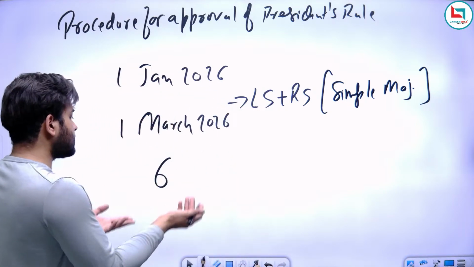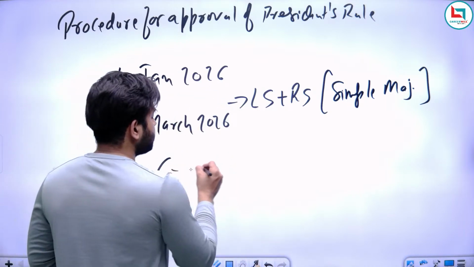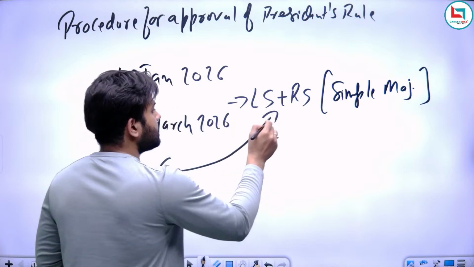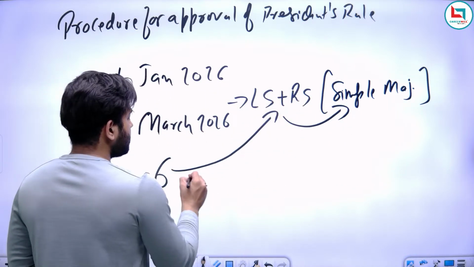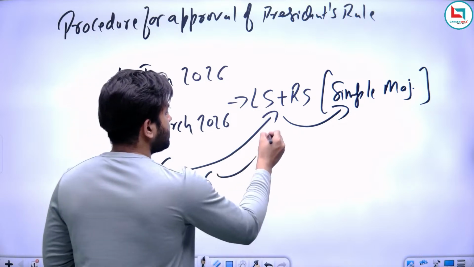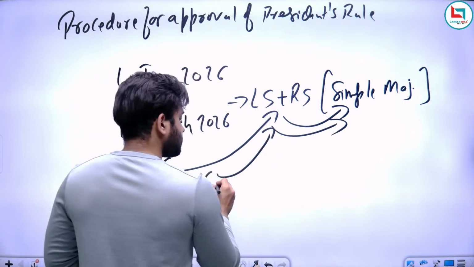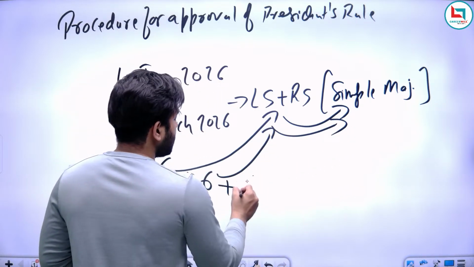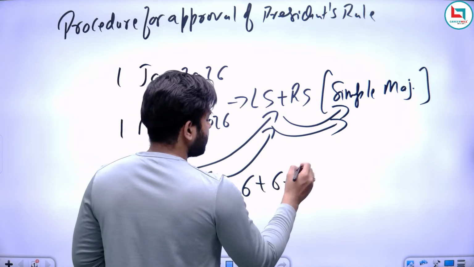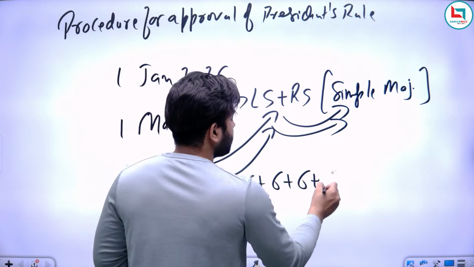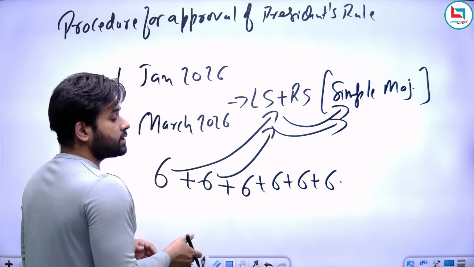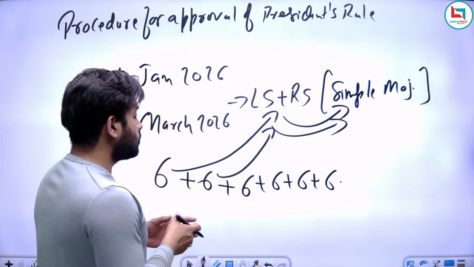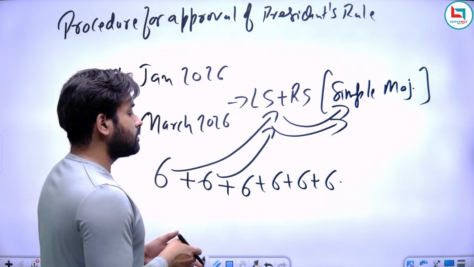Now suppose 6 months is over, and then the government should follow the same procedure. If again both the houses give the nod, then again 6 months, and this procedure should be periodically approved, but there is a maximum limit to which we can extend the President's rule. Remember, the President's rule can be extended in a state for a maximum period of 3 years.